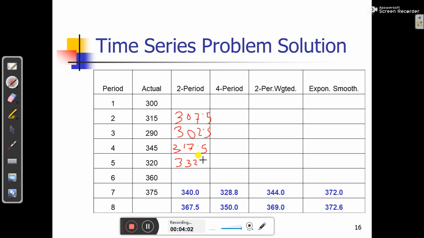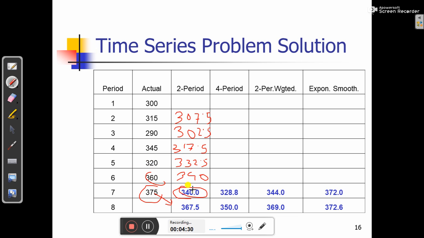And again this one will be almost 332.5, and this one almost 340. That is 340, okay. I'm writing it here, but it should be here, and again 360 and 375 average will be this one. So actually I have misplaced these values, that is 340 for 320 and 360 divided by 2.